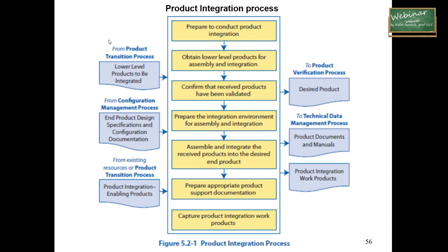What I should use as the input for this stage is the lower level products to be integrated, the list of the products, and as the result I should select which will be the assemblies for me, so I will have the desired product. I will use it in the verification process, the product verification process.